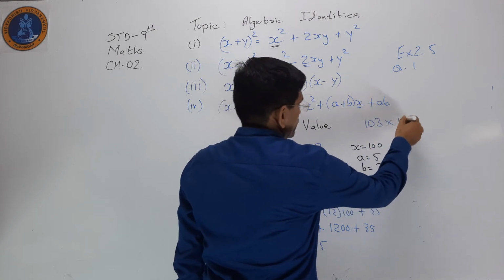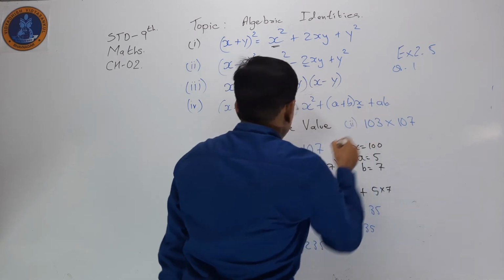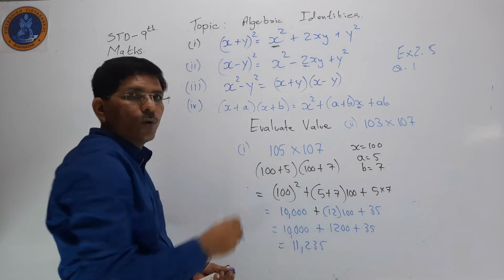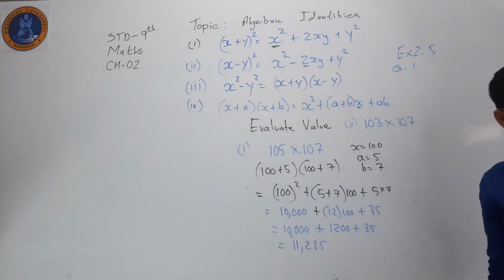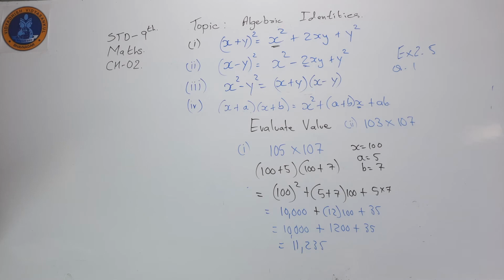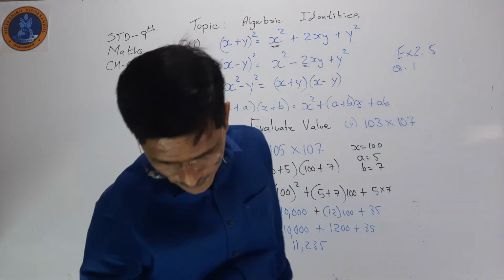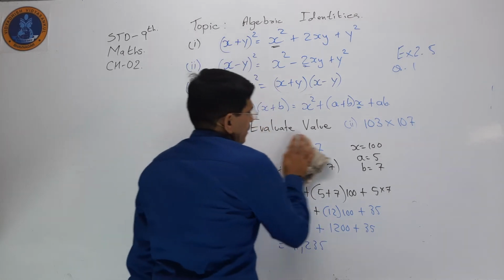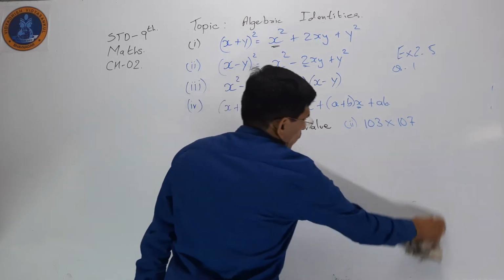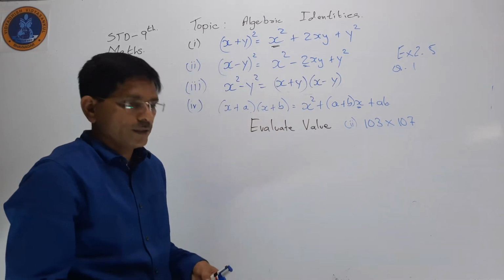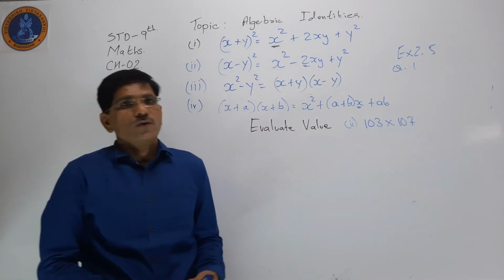In the same way, now evaluate one more value that I am writing here: 103 into 107. Now try to solve this. The first sum I have cleared, so you can go through it that way. 103 into 107, let me see how many give the answer of it.